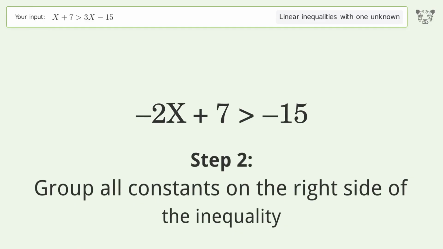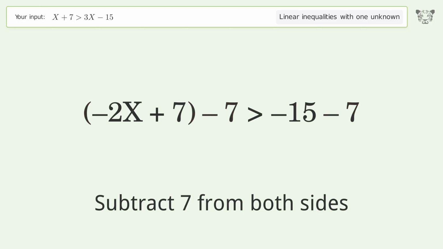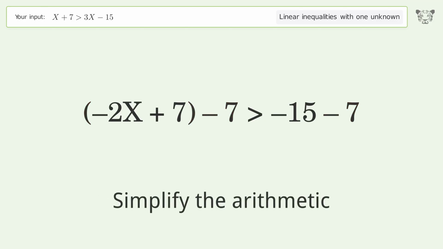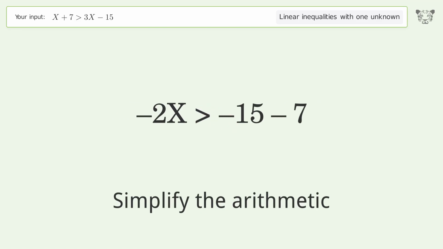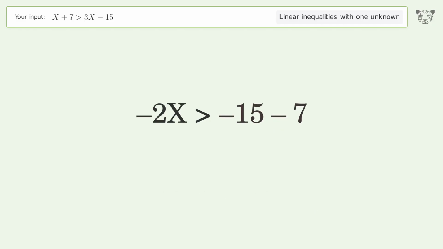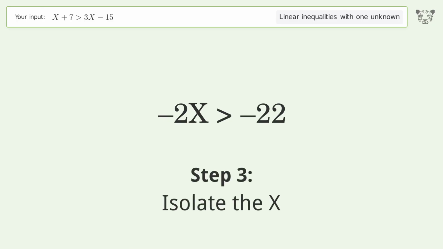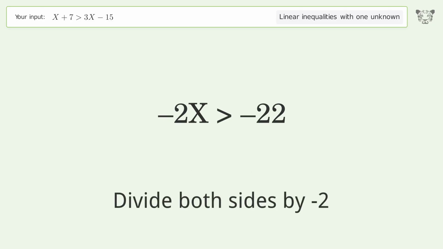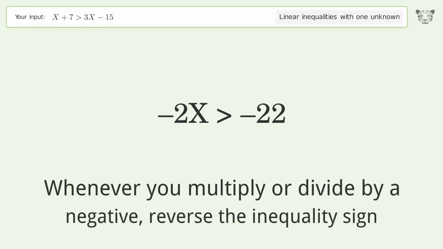Group all constants on the right side of the inequality. Subtract 7 from both sides. Simplify the arithmetic. Isolate the x. Divide both sides by -2. Whenever you multiply or divide by a negative, reverse the inequality sign.